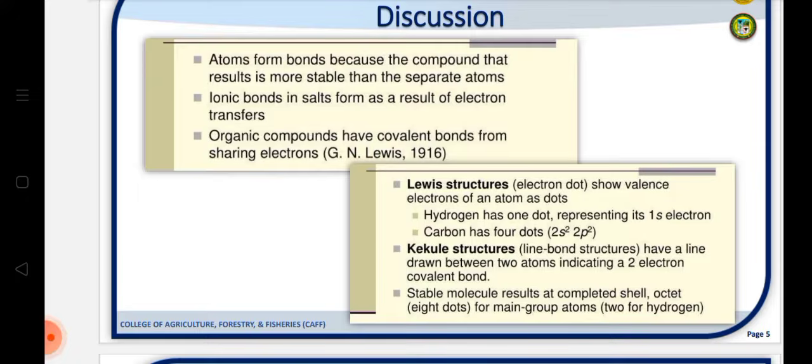Then we also have the octet rule. A stable molecule results when atoms complete their outer shell. If they are able to complete their outer shell, then at most they have 8 electrons: 8 electrons for most atoms, while only 2 for hydrogen. So for the octet rule, a stable molecule results from a completed shell. If they complete their outer shell, that means they are following the octet rule. Why do they need to follow the octet rule? Again, to be more stable.